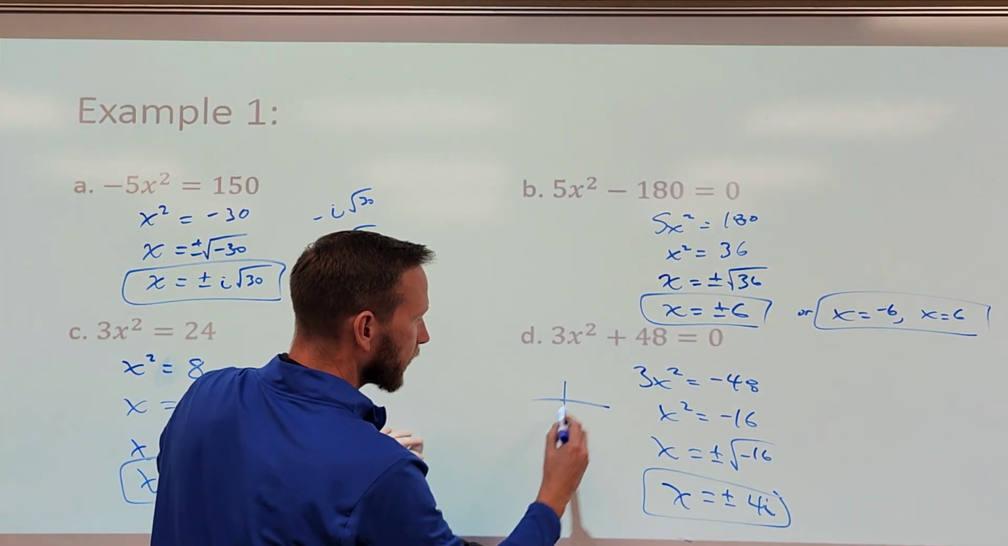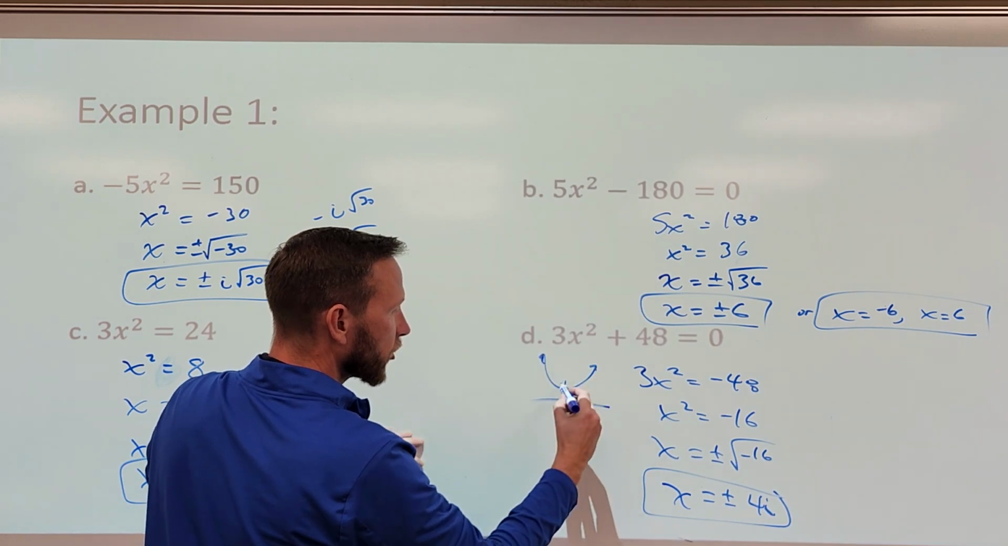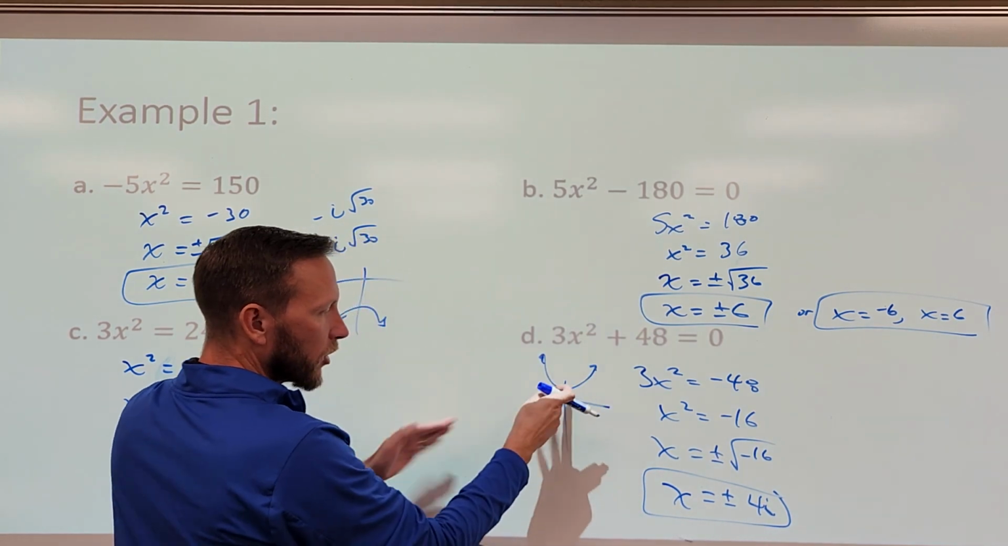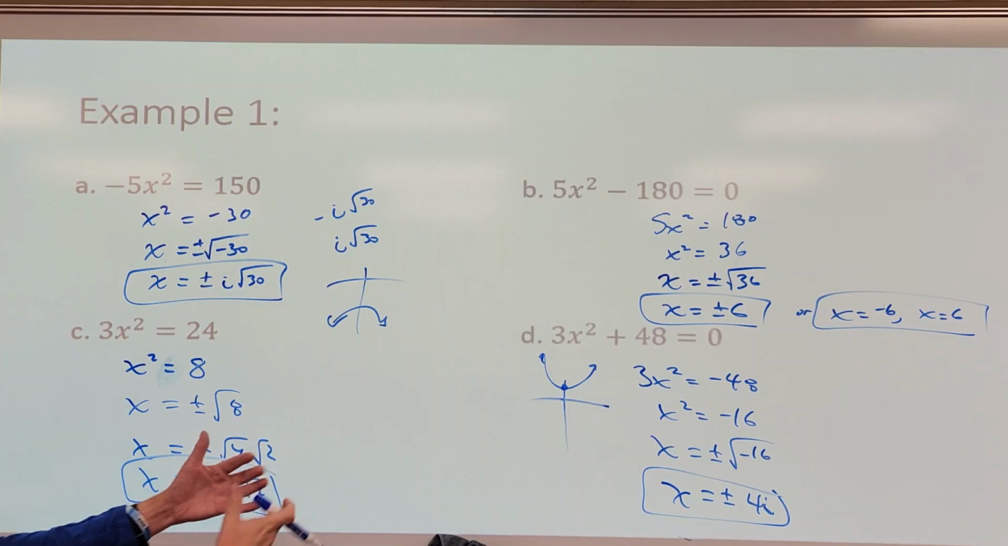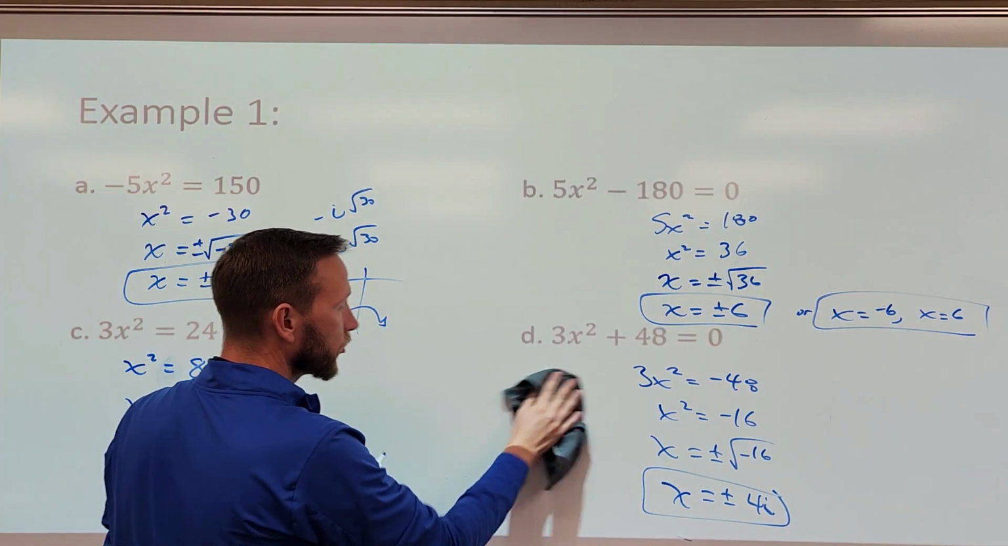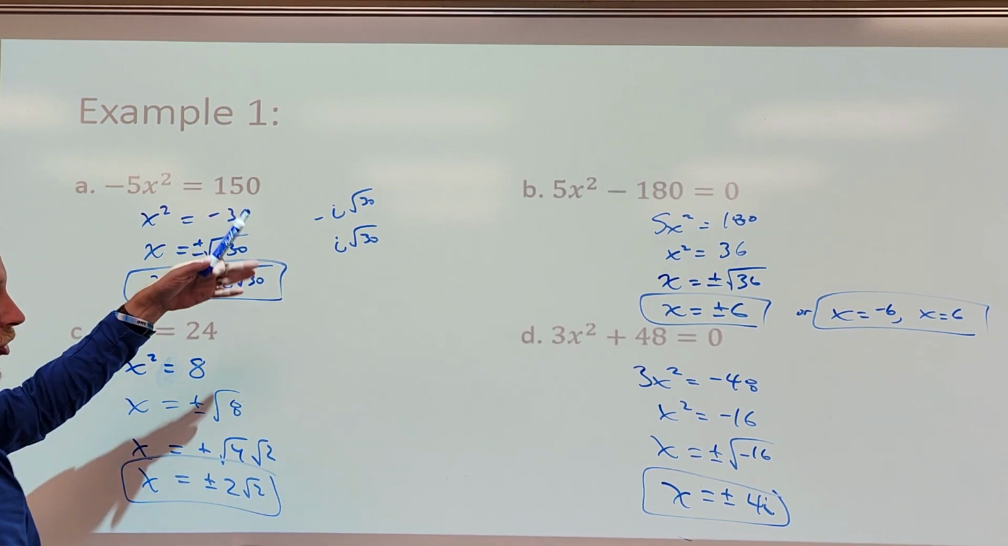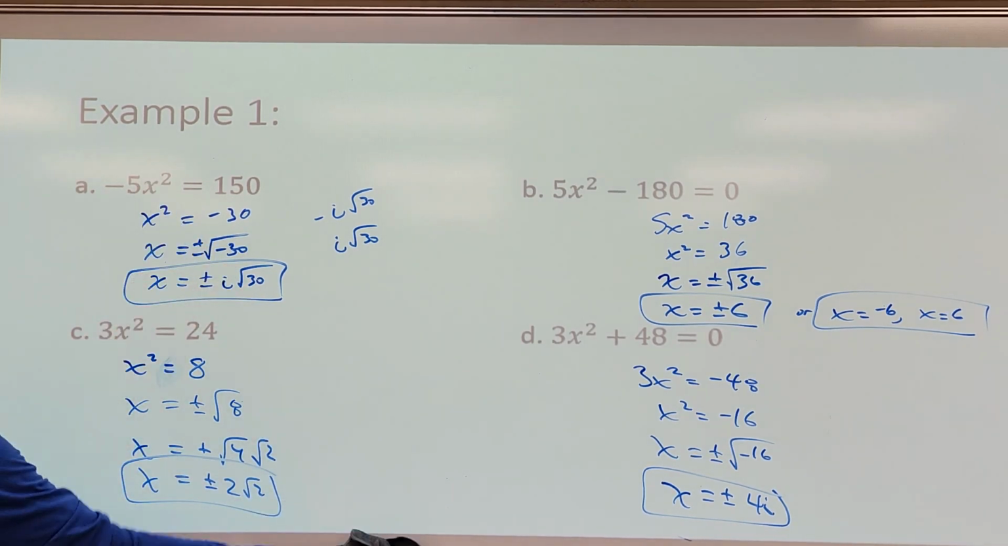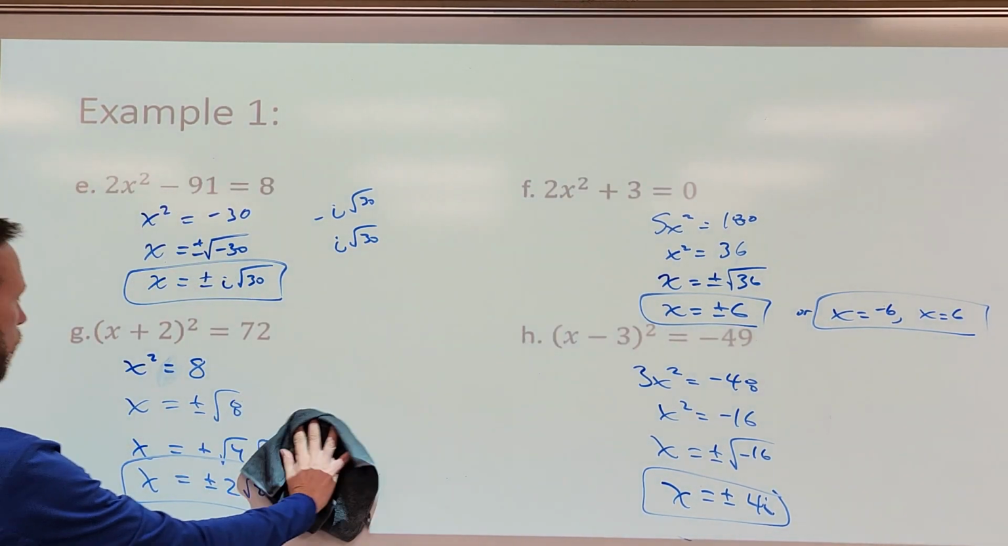Over here, we would have that situation with 0, 48 way up here. And so we don't have zeros on these items. We have these imaginary zeros that we find by doing this process of taking square roots. Let's go ahead and do a few more here.